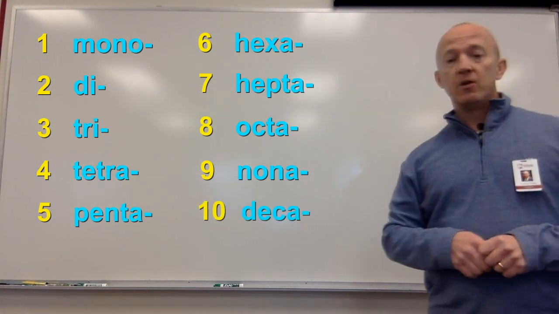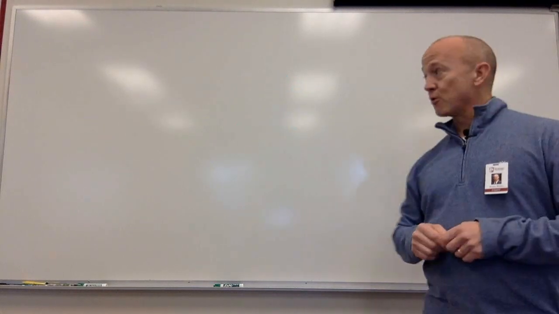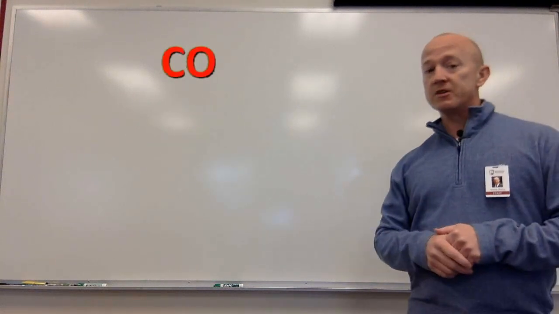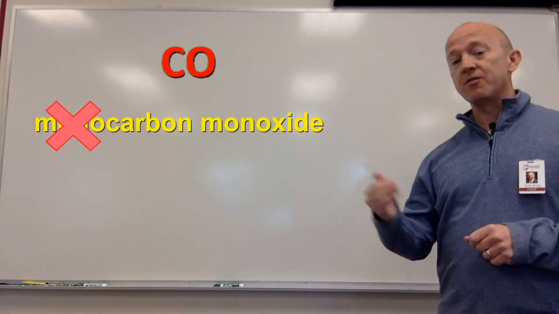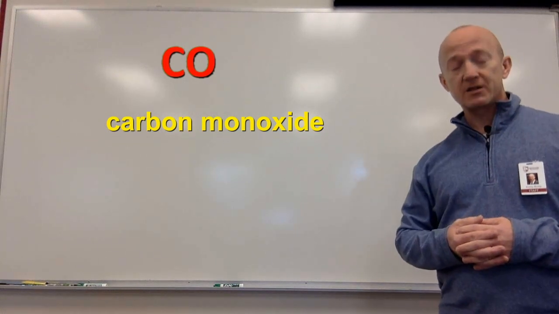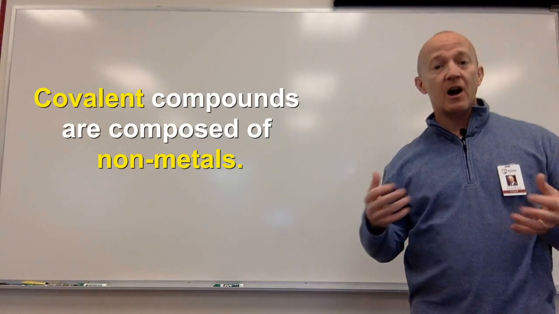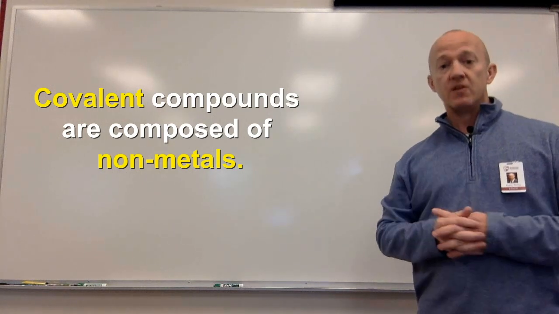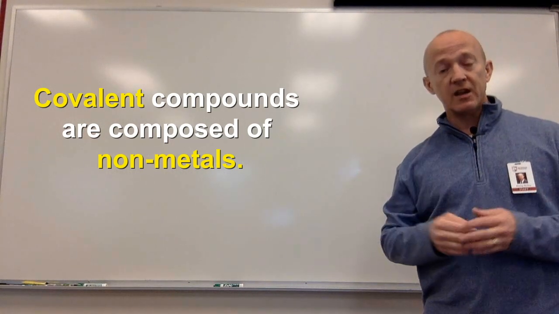One important note, we never use the prefix mono on the first element. For example, this formula right here, CO. We wouldn't call this monocarbon monoxide. We only use the mono prefix on the second element. Therefore, this compound is called carbon monoxide. Remember, you can recognize covalent compounds because they'll be composed of nonmetals. You won't have the metal and nonmetal like you do in an ionic compound. So when you see only nonmetals, you'll know that you have to use prefixes in the naming process.